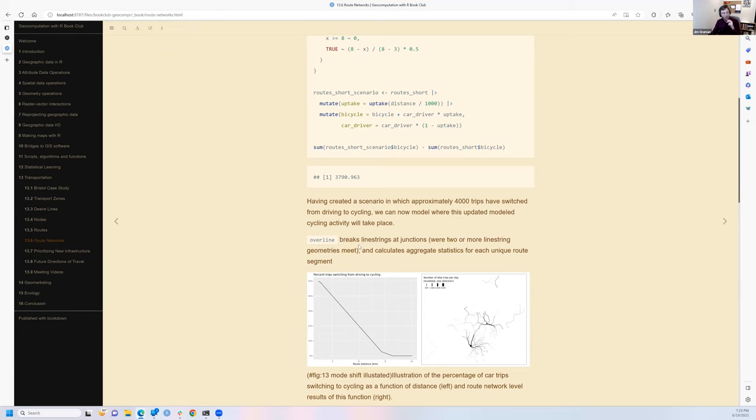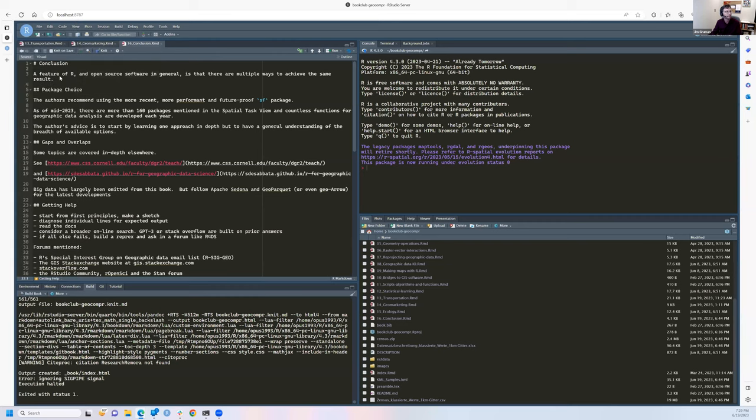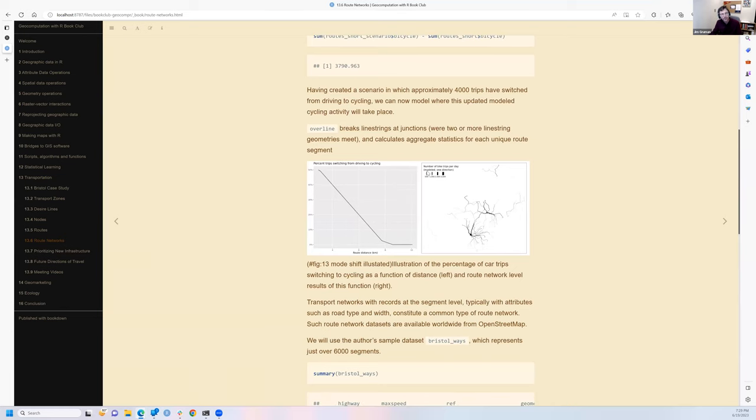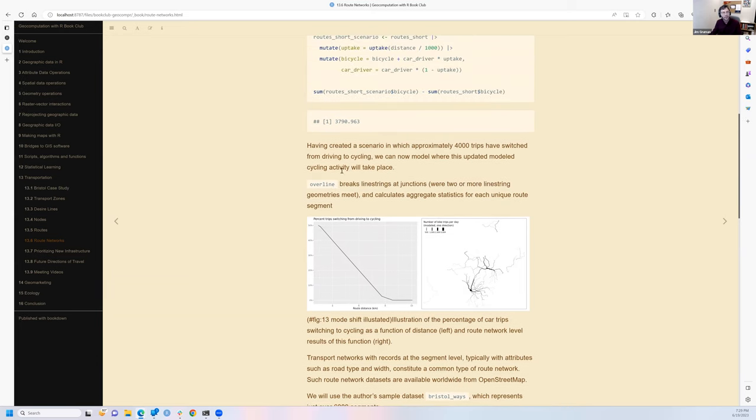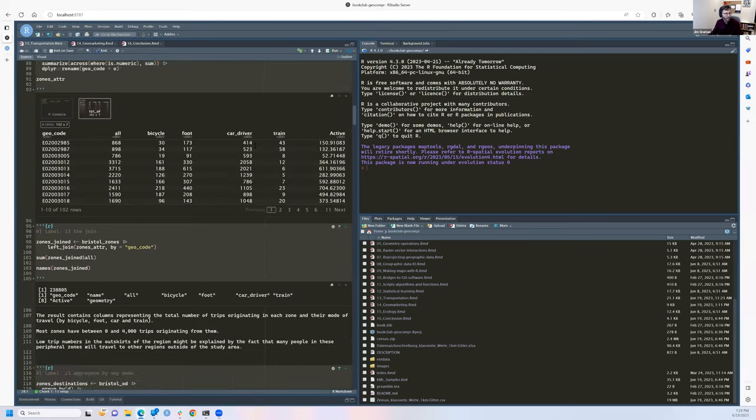Okay, there was this overline function, and maybe I can find it in here in the transportation. As I recall, what this has done is shown the bike trips per day modeled in one direction that would be impacted, or that would grow subject to this function. And I kind of wish the code block showed. Maybe we can come down to this.